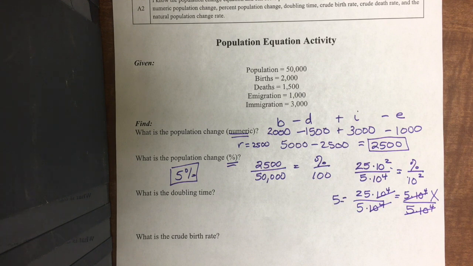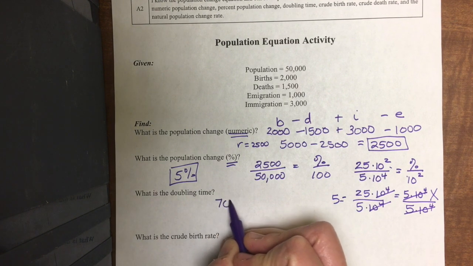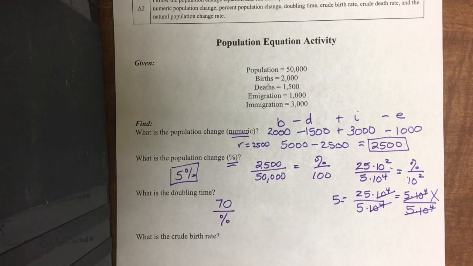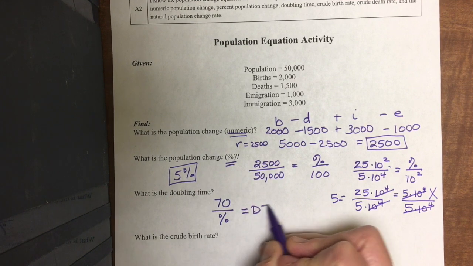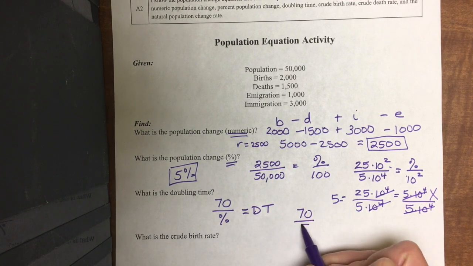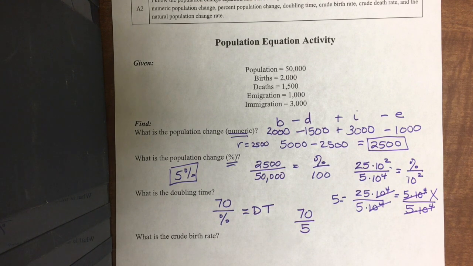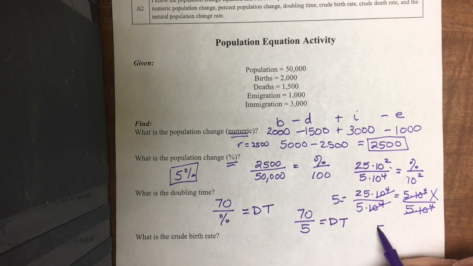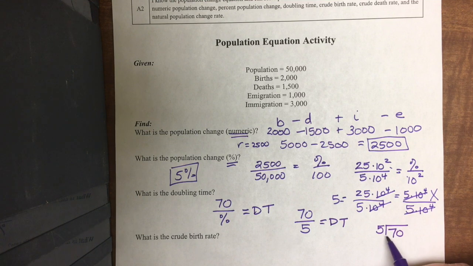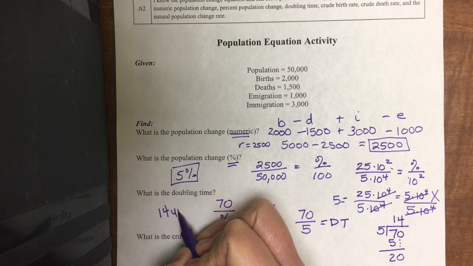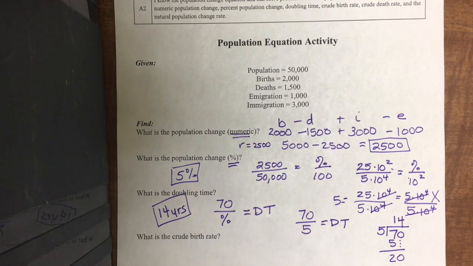Next I want to calculate my doubling time. Doubling time uses the rule of 70: 70 divided by the population change rate in percent. I leave it as a percent; I don't make it a decimal. That gives me the doubling time. So I'm going to take 70 divided by 5. I put 5 on the outside, 70 here. 5 goes into 7 one time. Subtract, bring my 0 down. 5 goes into 20 four times. So my doubling time is going to be 14 years.